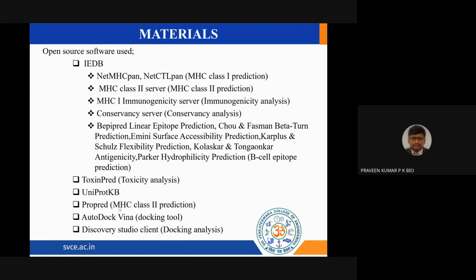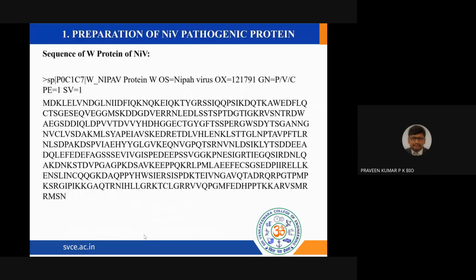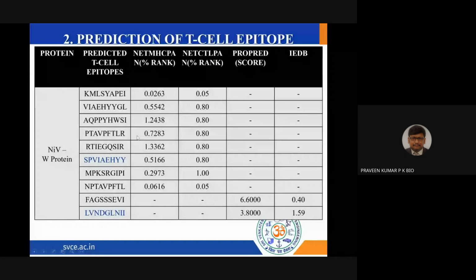There are also so many individual databases, indigenous databases, which show the MHC class 1 prediction and MHC class 2 prediction. After docking, if you want to interpret the results, you can use Discovery Studio. And if you want to go for simulation, you can work with GROMACS. This is how we have done it.